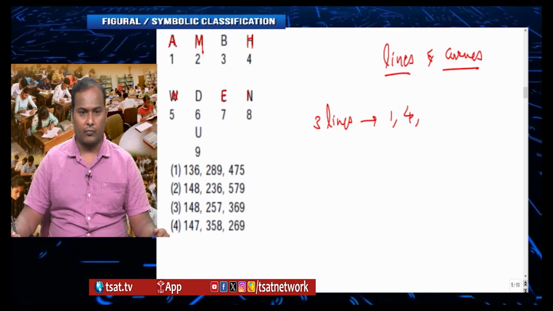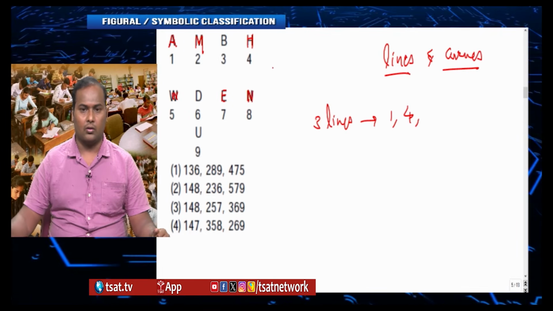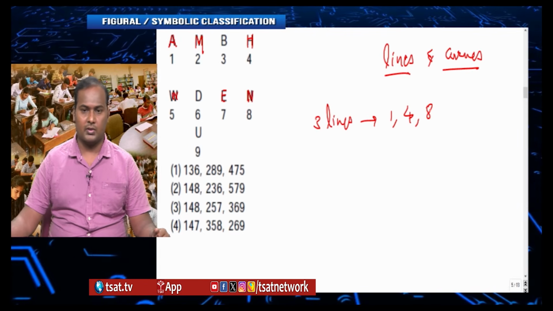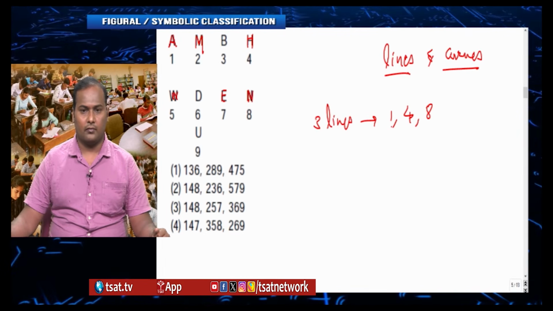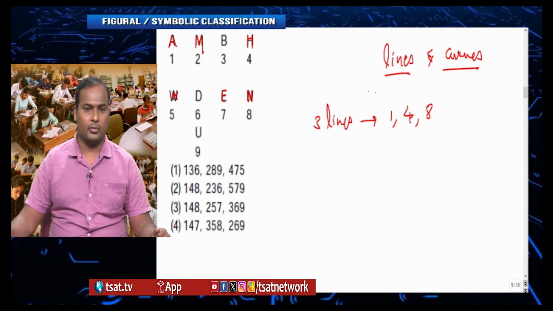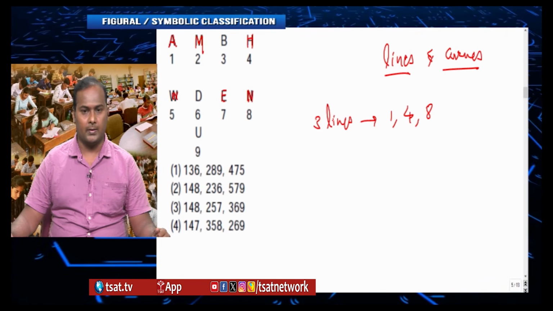So come to N now. In N, 1, 2, 3, only 3 lines are there. So the first group is 1, 4, 8. So the 1, 4, 8 group is classified based upon 3 lines given in a letter.